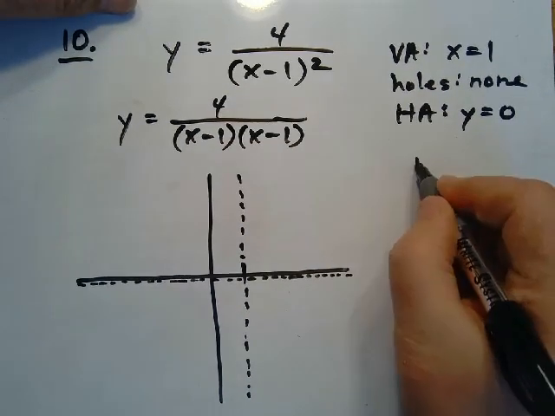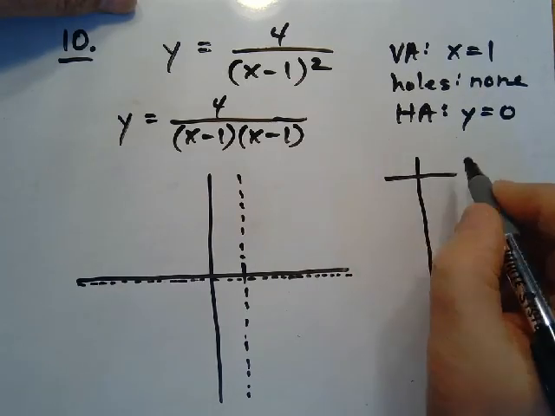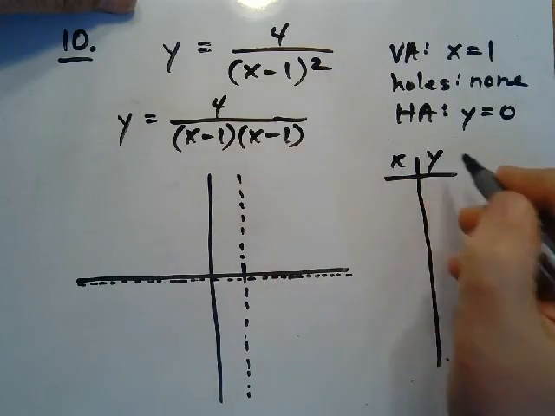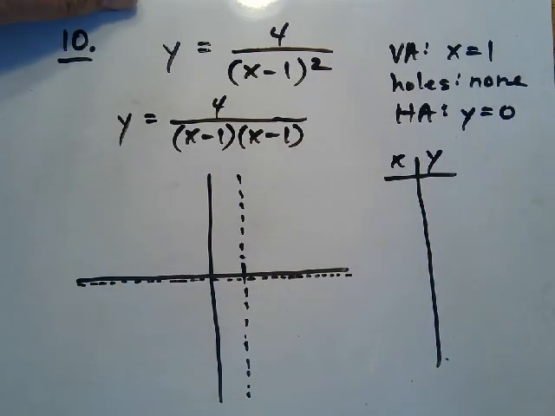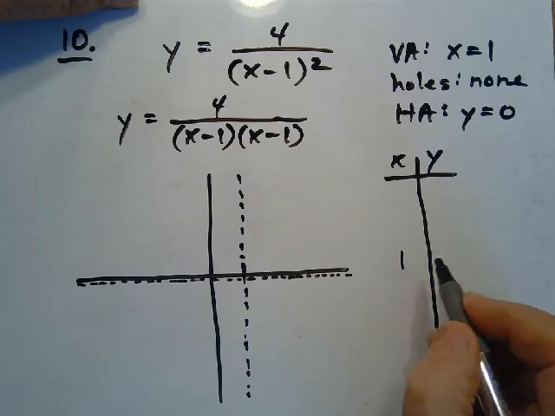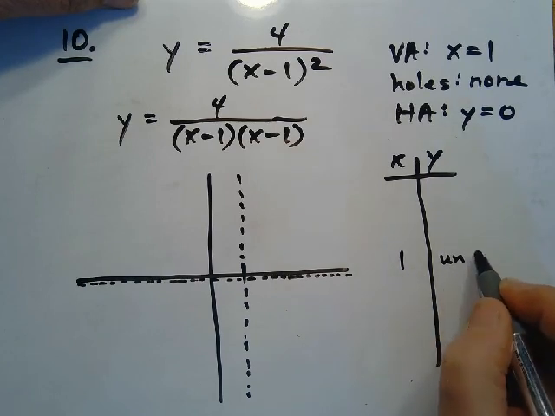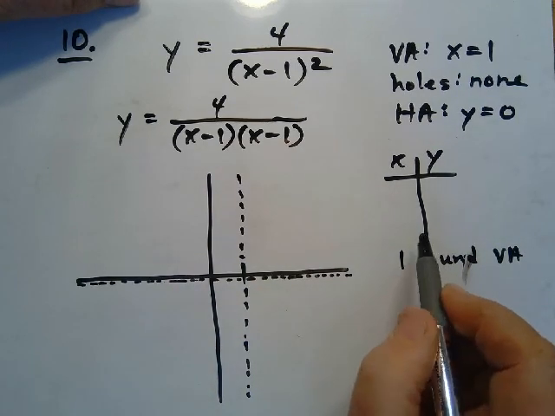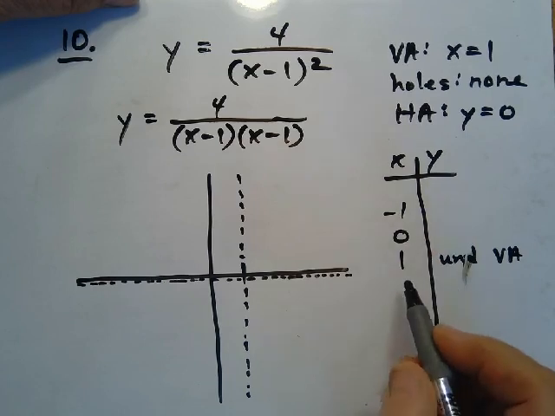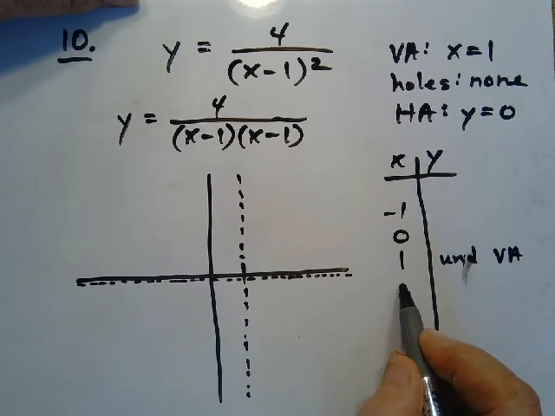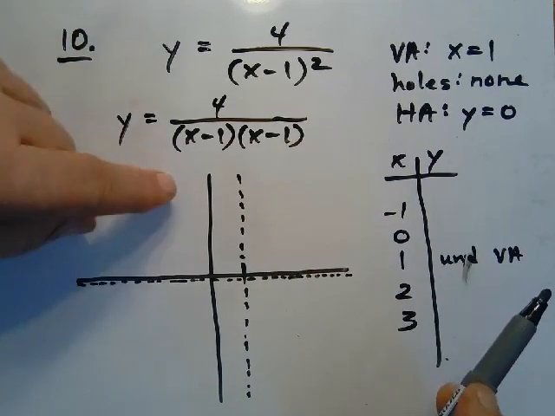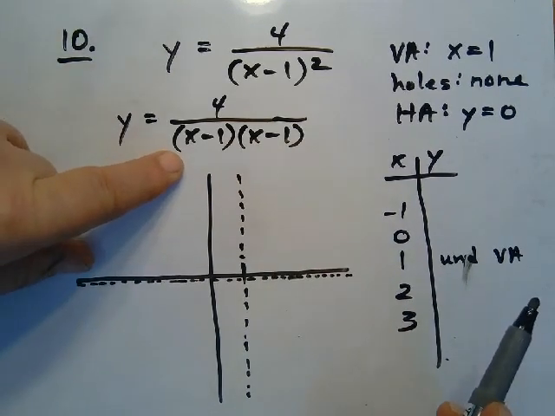And let's plot some points. What's going to be significant about this problem, and the reason I picked it, is this squaring here, to see what's going to happen. So we know that 1 is going to be undefined, and it's a vertical asymptote. So let's pick some values on either side of it. How about 0 and -1? How about 2 and 3? Let's put some numbers in here. I'm going to use this form here. It's probably a little easier to work with.